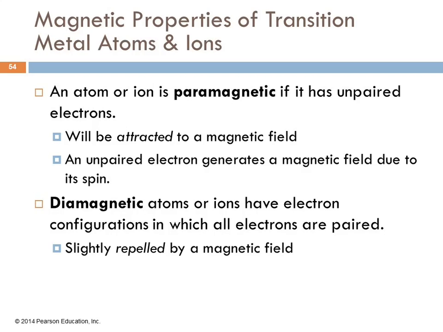And we have ideas or concepts of paramagnetic and diamagnetic, and this has to do with paired and unpaired electrons. An atom or ion is paramagnetic if it has unpaired electrons. That one bothers me because para sounds like pair, right? It makes me think that paramagnetic would have paired electrons, and that's not the case. Paramagnetic has unpaired electrons. A paramagnetic element is going to be attracted to a magnetic field.